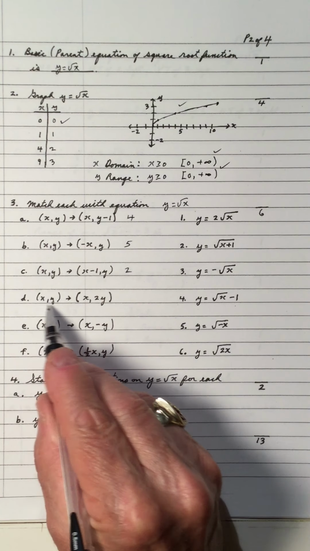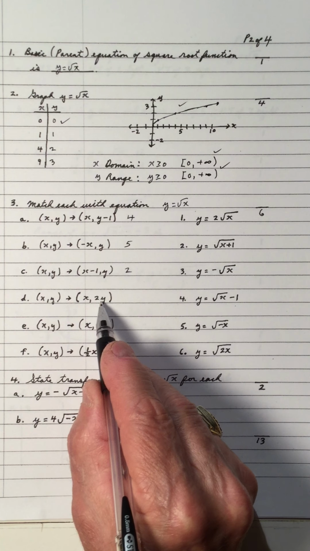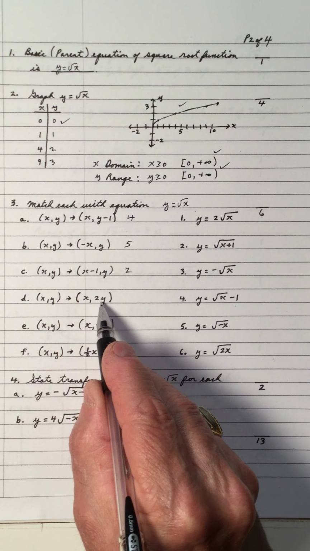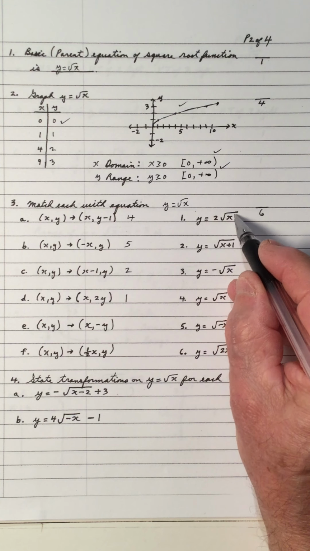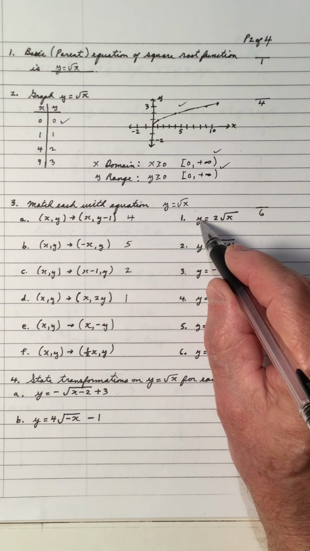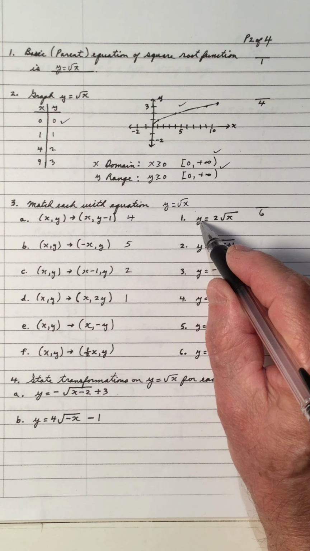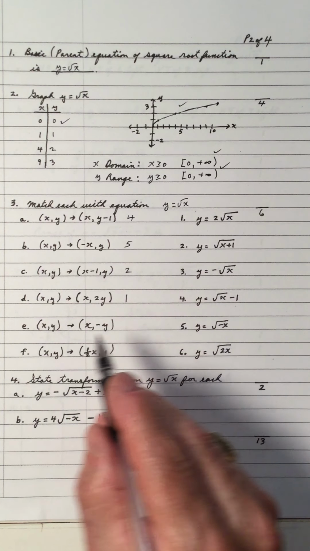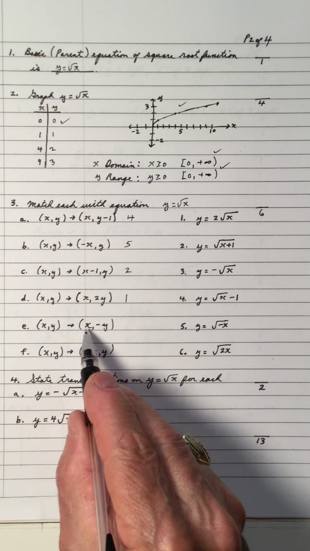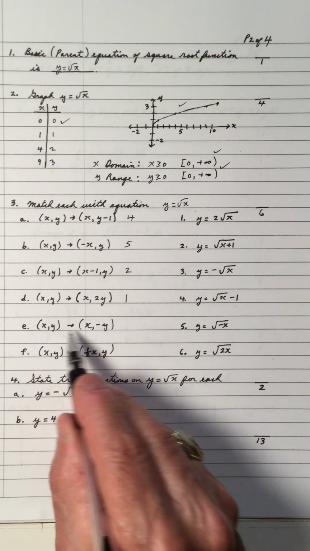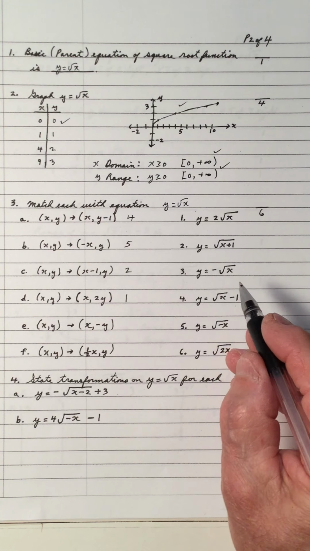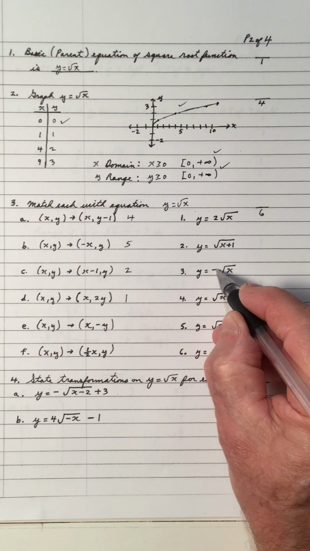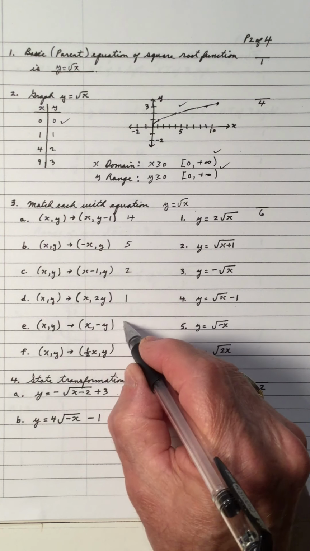And d, the x is not changed, but the y is doubled. That's the vertical stretch of 2, so that's number 1. Whatever the x is, you're doubling to get the y value. And in e, there's no change in the x, but the y is the negative. The negative of y will give you this one. The negative is outside, so that's number 3.